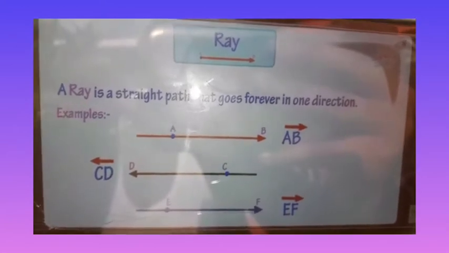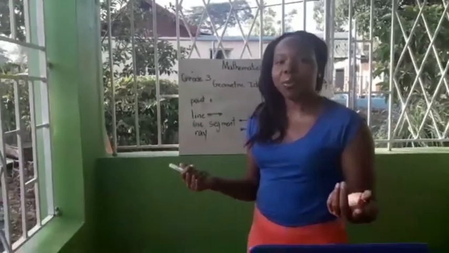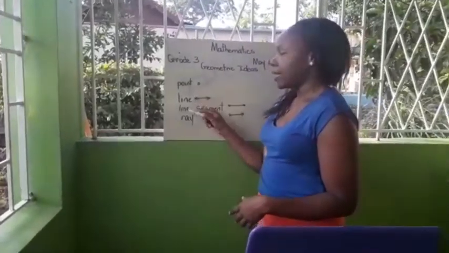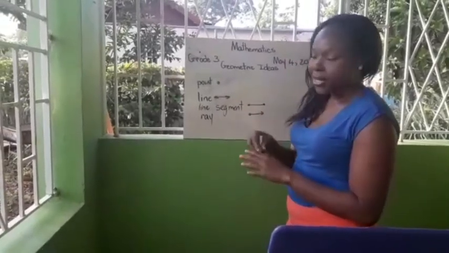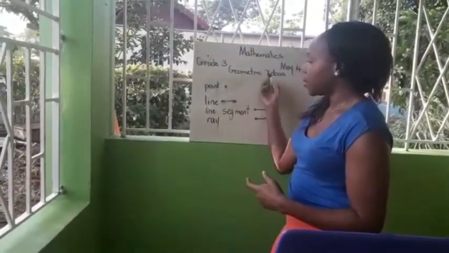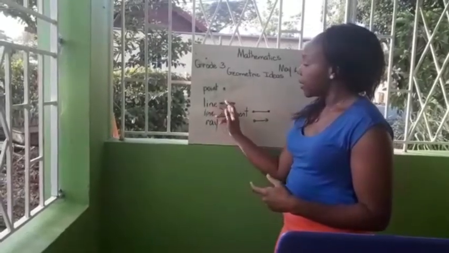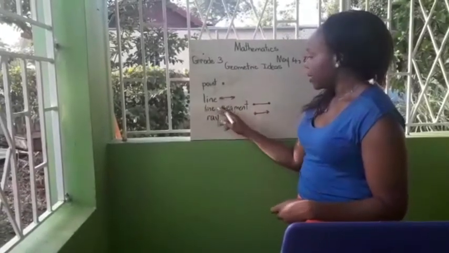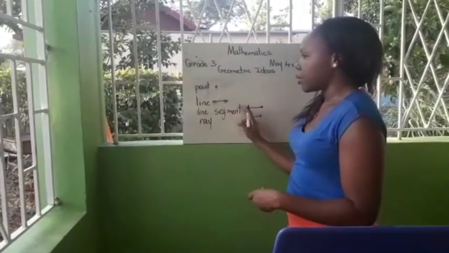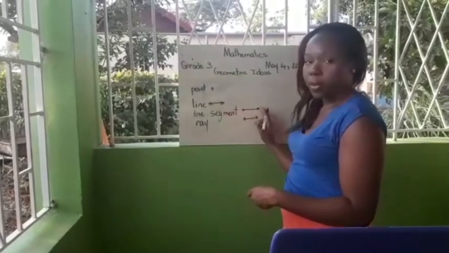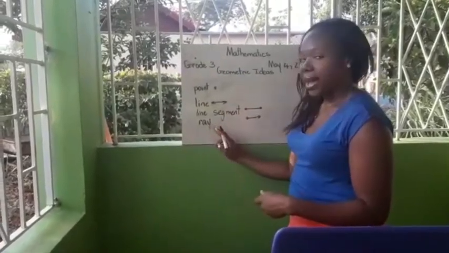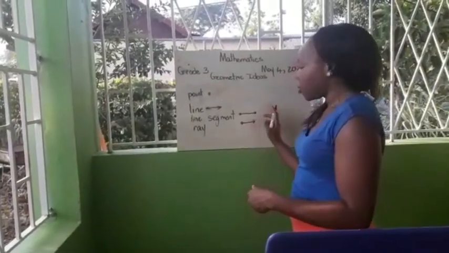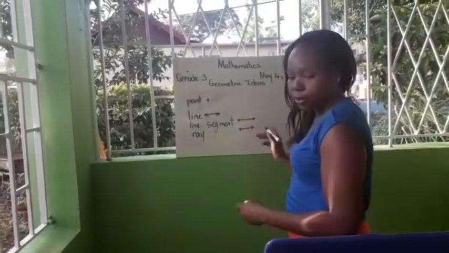Now, let's learn what is a plane. In the video you have watched, you would have learned that the geometric ideas are point, line, line segment, and ray. Now, a point is a dot, a simple dot. A line goes in both directions, and it does not stop. It goes on forever. And a line segment has two endpoints, which means that it cannot extend beyond the points. And the ray has one endpoint and an arrow, which allows it to go on forever in one direction.